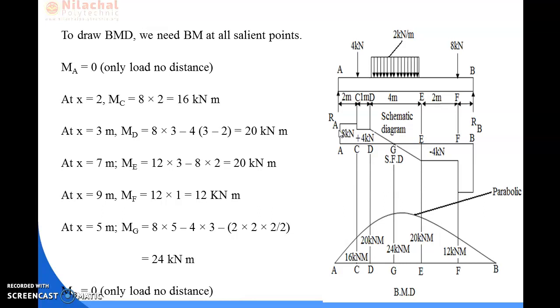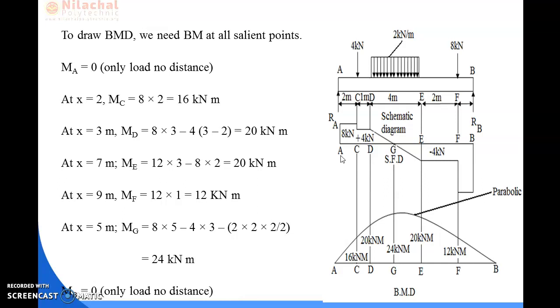If we consider the left side, then here one reaction is there, which is the reaction at A, that is RA. One point load is there, which is 4 kilonewton, and one UDL is there, which is 2 kilonewton per meter. So first of all, we will calculate the moment starting from point A.